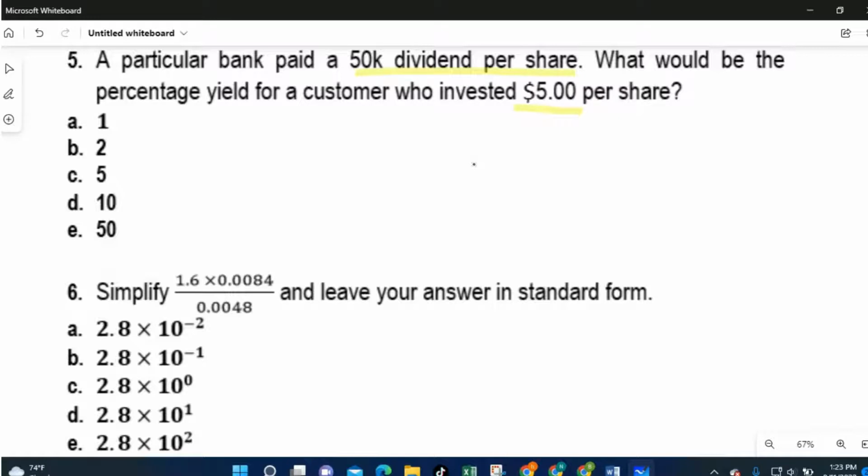Remember, it's a word problem question, and once you can understand the question, then you can be able to solve it. Now, the first thing we have to think of is the bank. The bank is paying 50 kobo. That is what they say is their dividends for the bank. So the bank is paying 50 kobo per share.